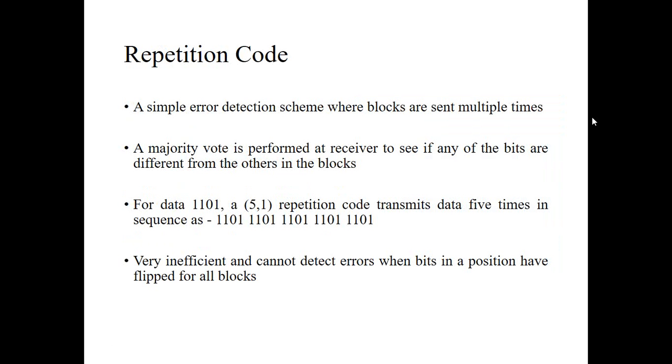Let's look at repetition code. It is the simplest and least effective technique used in error detection. Here, the bits are repeated and sent multiple times to the receiver. At the receiver end, a majority vote is performed to see if any of the bits have changed. It cannot detect errors when the bits in a particular location have changed for all the blocks.